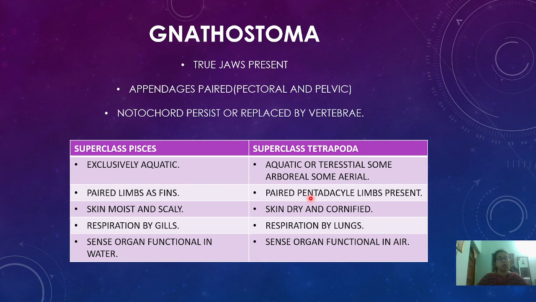Then the sense organs of Pisces are mainly modified according to the habitat where they live, that is, they live only in water, which is why the sense organs are functional only in water. Same as tetrapods, which live in an aerial or terrestrial habitat, so their functional organs are modified accordingly. By now you must be clear about the characteristics of Pisces and Tetrapoda. Now we will be discussing the characteristics of Pisces in detail.